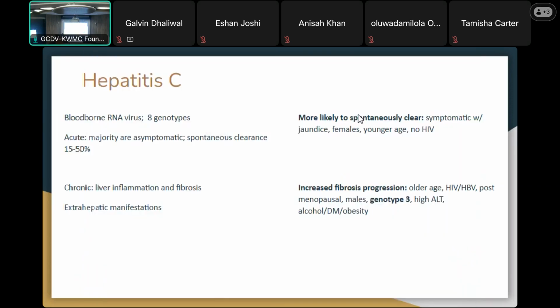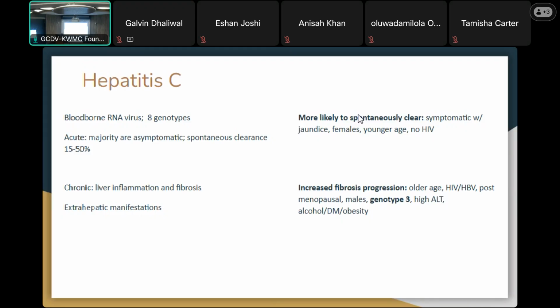Okay, Hep C. Another RNA virus. Genotype 3 was the most infectious one for Hep C. So genotype C for Hep B and genotype 3 for Hep C. There are 8 genotypes. Again, most people are asymptomatic and can spontaneously clear, and chronic infection will likely lead to fibrosis and cirrhosis. I have a slide on the extrahepatic manifestations of Hep B and Hep C. They're very high yield for you, and you'll get questions on it all the time.